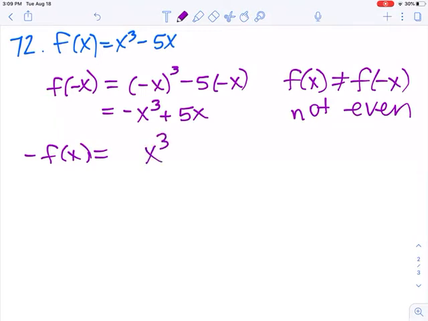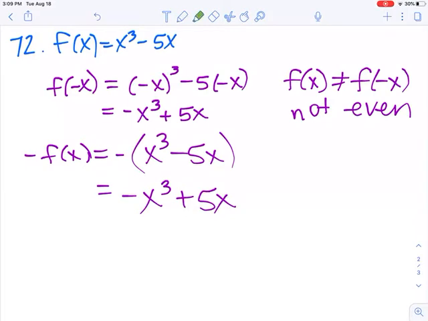Okay, now we need to look at negative f of x. So I'm going to write our function, throw it in parentheses with a negative out in front. When we distribute that, we have negative x cubed plus 5x.